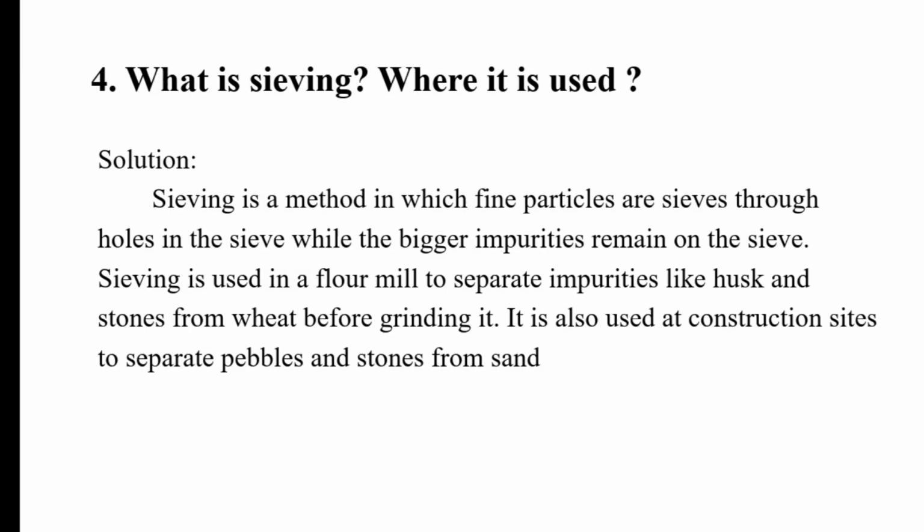Fourth, what is sieving and where is it used? Sieving is a method in which fine particles are sieved through holes in the sieve, while the bigger impurities remain on the sieve. Sieving is used in a flour mill to separate impurities like husk and stones from wheat before grinding. It is also used at construction sites to separate pebbles and stones from sand.